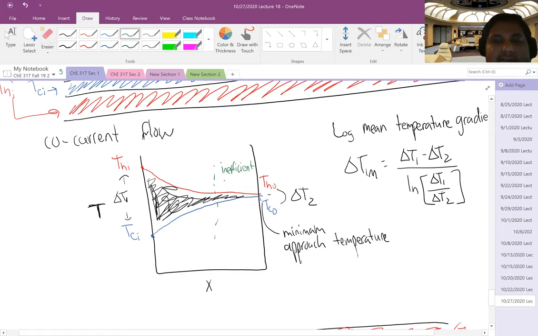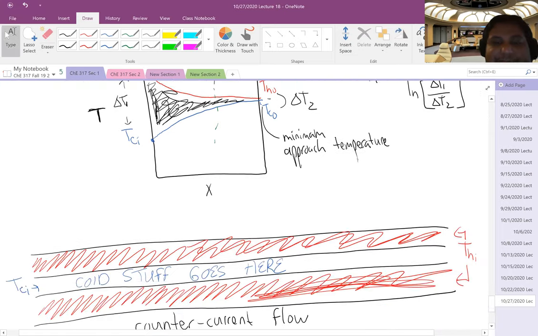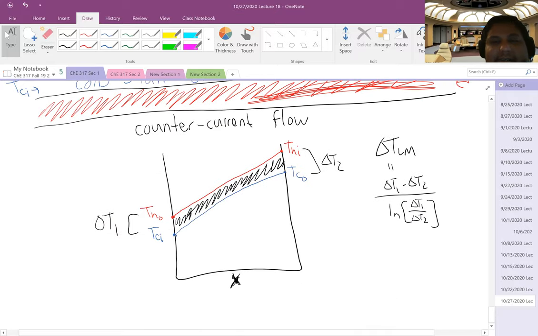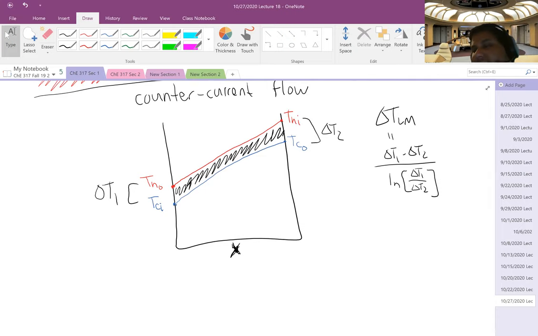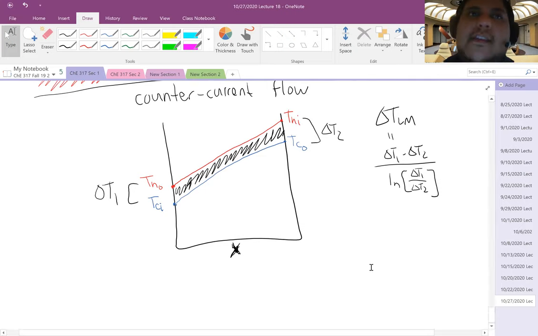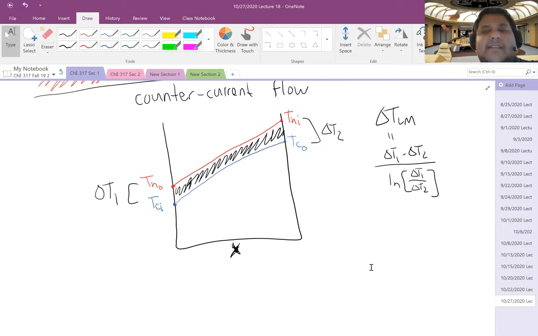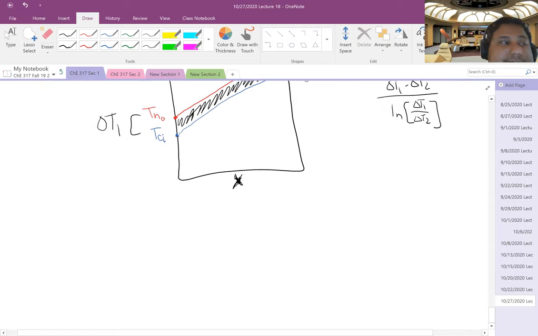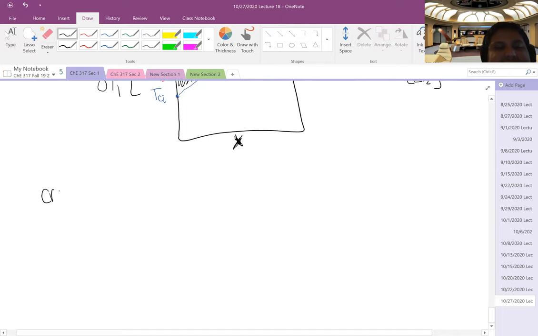Inefficient heat transfer, I don't need to write it. It's already ugly as it is. But here we see a much more efficient heat exchanger. And so what I would say is, for a given desired duty, this is going to require less surface area, and the heat exchanger is going to be smaller than for a co-current system. And the last type of flow regime that we can typically consider is what's known as a cross-current flow.